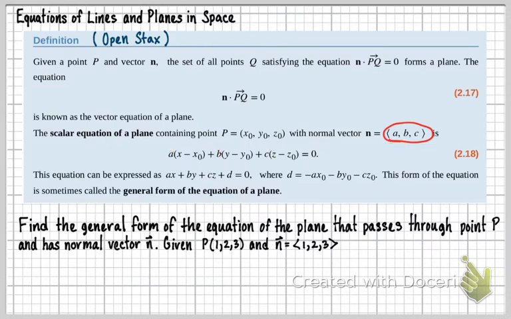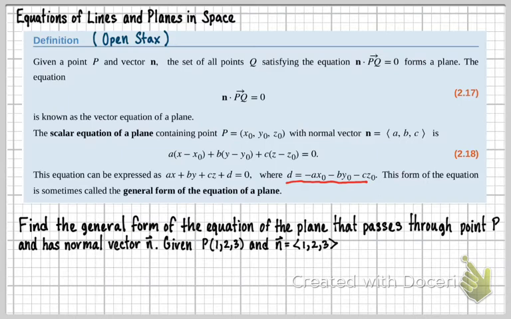That's just what I'm used to seeing mostly and dealing with mostly. And this equation can be expressed this way here: Ax + By + Cz + D = 0. And then notice what they say about D here. D = -Ax₀ - By₀ - Cz₀.